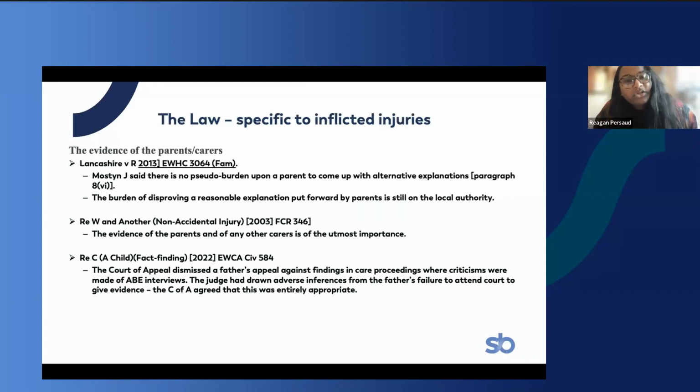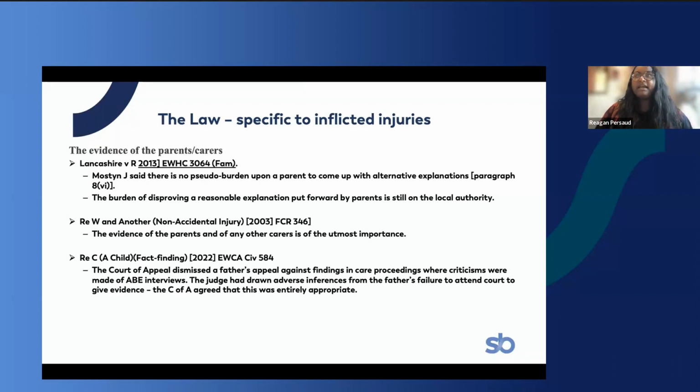Let's turn to some of the law that is specific to inflicted injuries or cases of injuries to children. The case of Lancashire v R is very useful because that was a case where Mustill made it very clear that there is no pseudo burden on the parent to come up with an alternative explanation. Often what we see in cases is the local authority will say, well, they haven't said how it's happened, or, well, we need to know precisely what they've said.